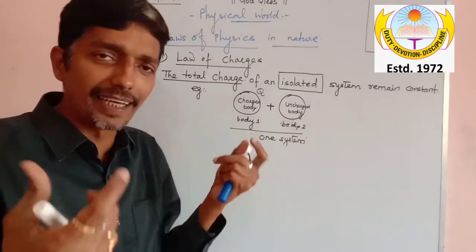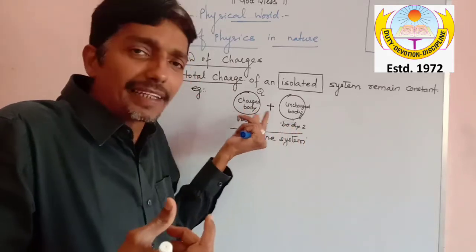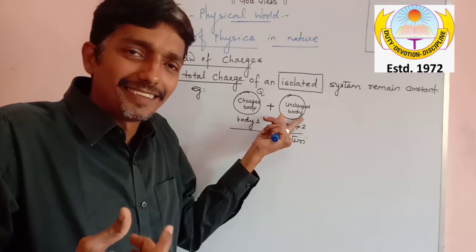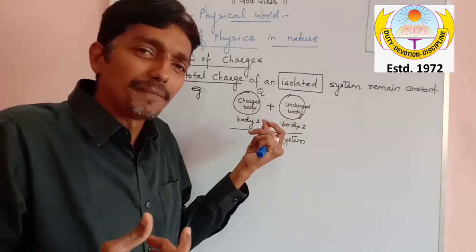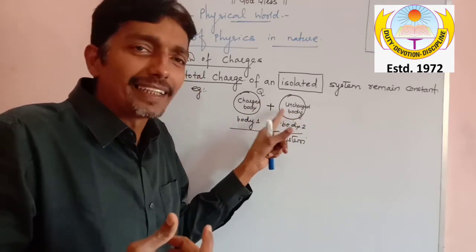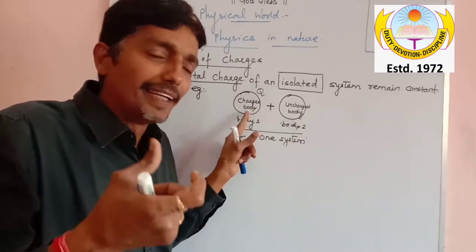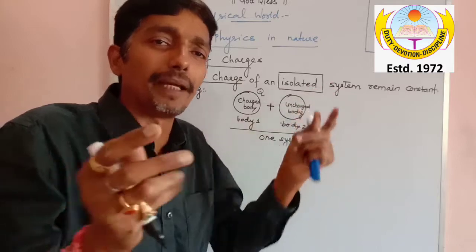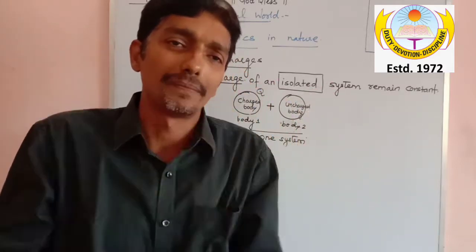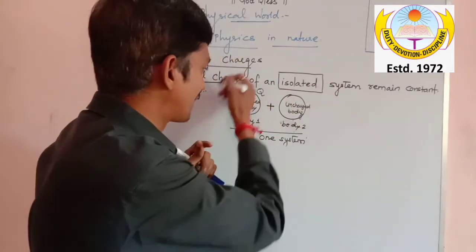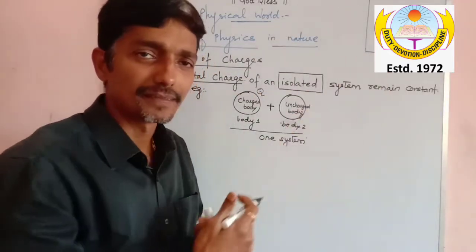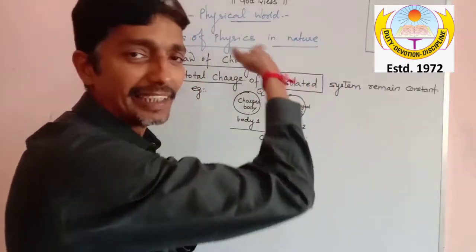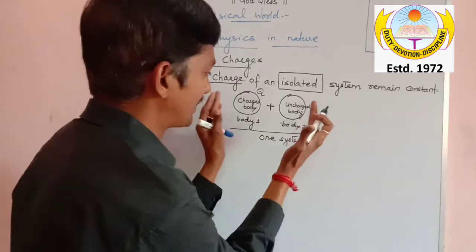So what is the statement here? A charged body combined with an uncharged body, or an uncharged body combined with a charged body, makes one system that is called an isolated system. It does nothing with any other thing which is coming in its vicinity. So this becomes one system.